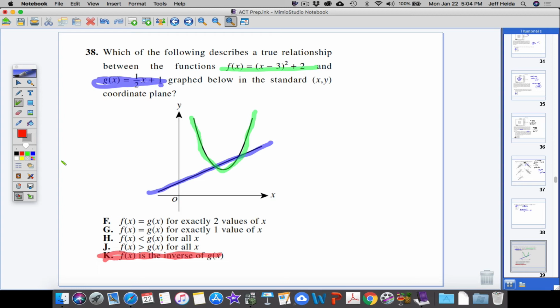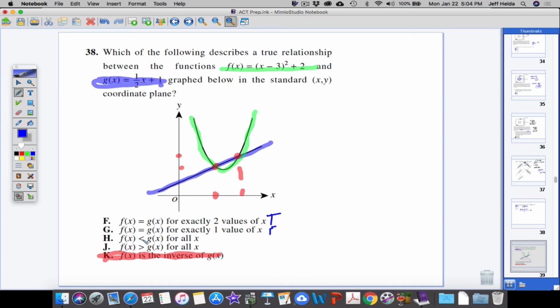So first, let's look at the equal part. F of x and g of x are equal where they intersect. And they intersect in two places. F of x is equal to g of x at exactly two values of x. So value of x here, and then the y values would be over here. So F looks to be true, so we'll just put a T over here. F of x is equal to g of x for exactly one value of x. Well, that's false because they intersect at two places.